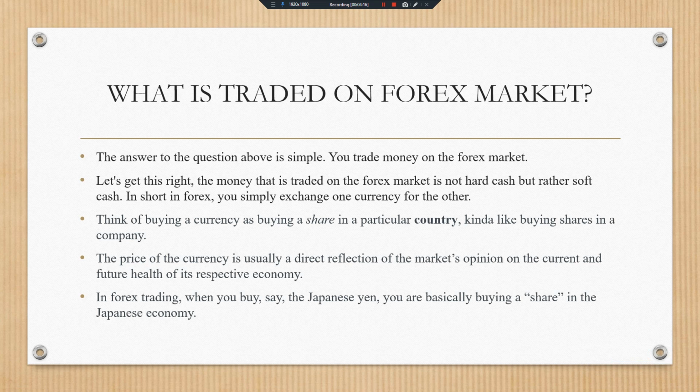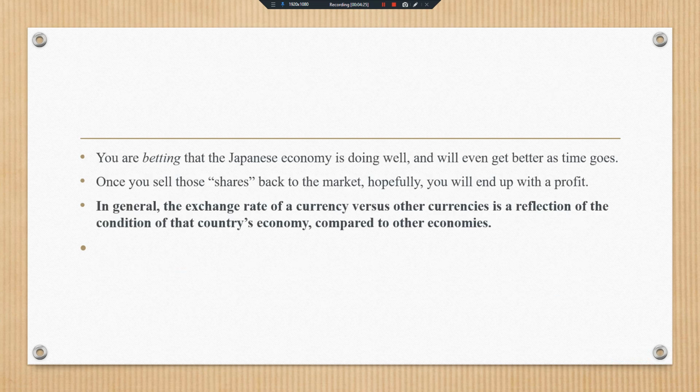So in Forex trading, when you buy, let's say the Japanese yen, you're basically buying a share in the Japanese economy. You get the point? Now, you are betting that the Japanese yen is doing well and will get even better as time goes on. Ladies and gentlemen, we buy an asset so that we can sell at a profit. So you buy when it's actually very cheap, knowing that this asset will be doing well, so I'll buy now and sell it in future at a profit.